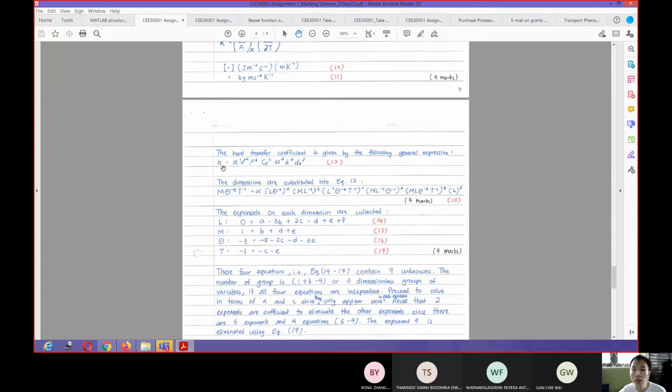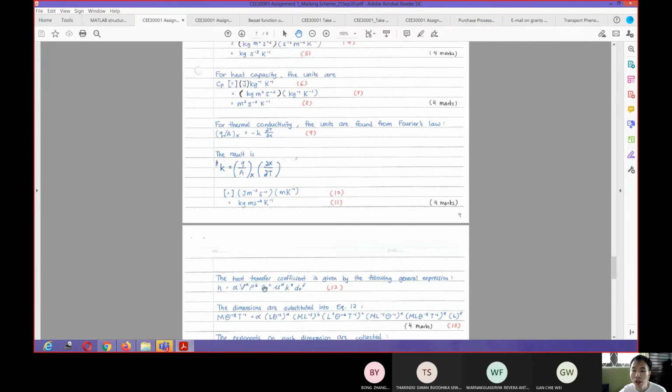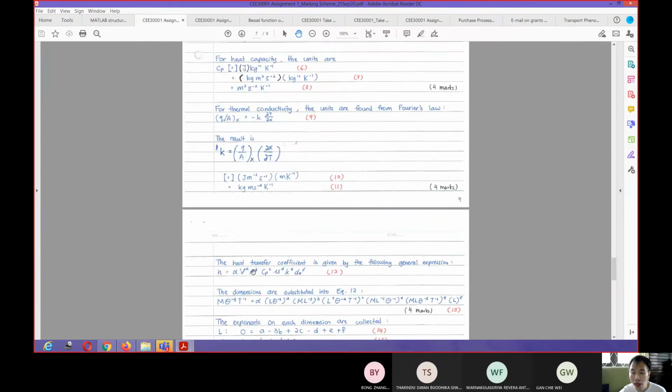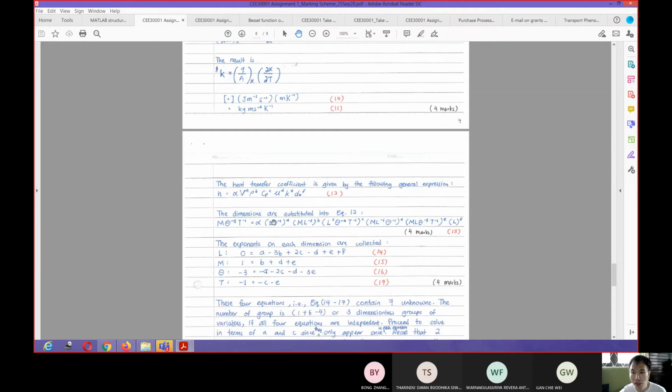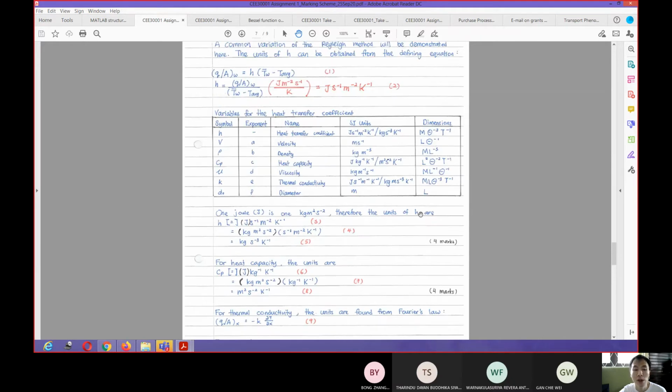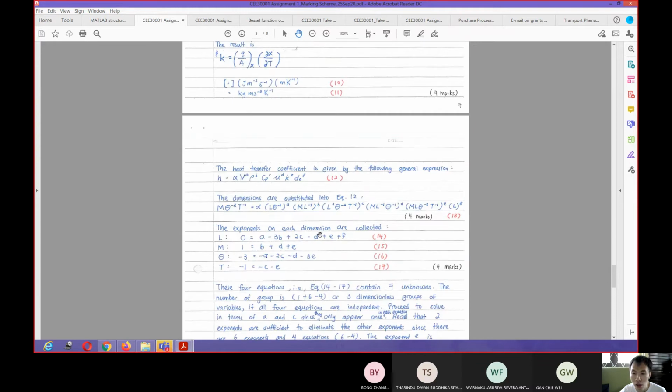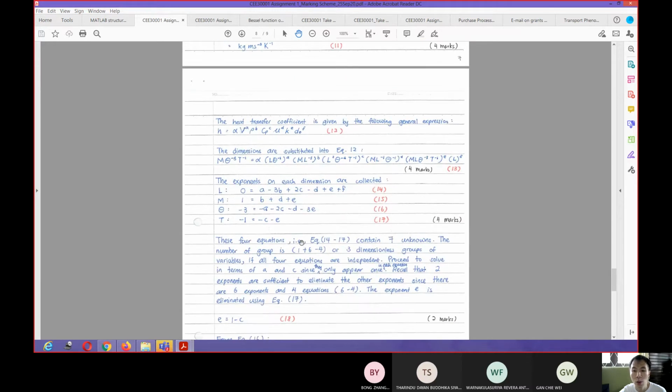You can put in that this H is equal to a constant multiplied by V, the velocity raised to A, the density raised to B, then this, and so forth, and so forth. Then you plug in your dimensions. The dimension has to be correct. If the dimension is wrong, then you will get a wrong expression that connects the left-hand side with the right-hand side in here.